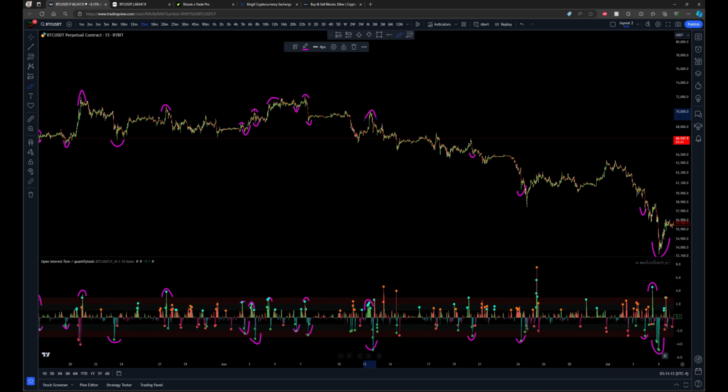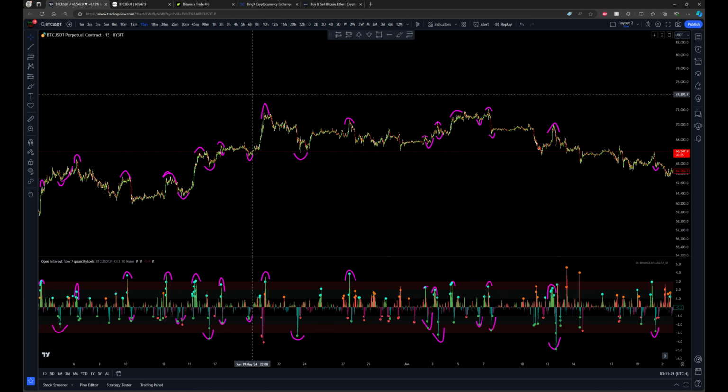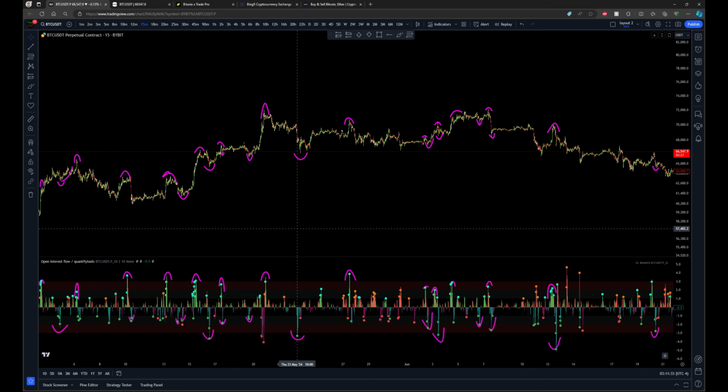We go lower, and so on and so forth. So you can see how it often marks these pivots. Of course, it's not perfect every time, but you can see how we go up, down, up, down, up, down, kind of in line with these big opens on open interest and then the big flushes of open interest.